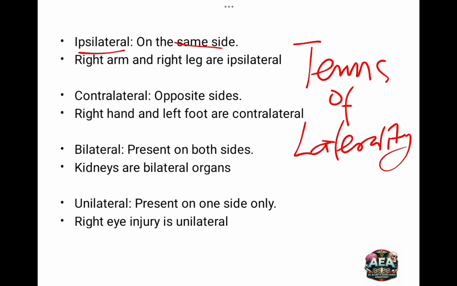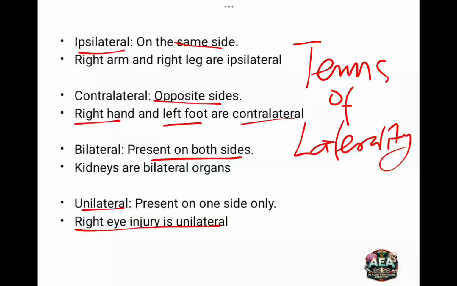We have contralateral when you talk about opposite sides. The right hand and the left foot are contralateral. They are on opposite sides of the body. We have bilateral. That means structures are present on both sides of the body. For example, the kidneys are bilateral organs. The lungs are bilateral organs. The testes are bilateral. So we have unilateral, which means it is present on one side of the body. When there's an injury to the right eye, you can say the injury to the right eye is unilateral. You have other organs too that are unilateral, like the spleen.